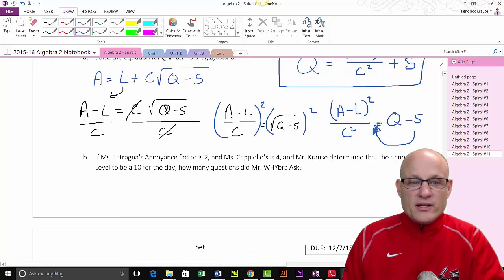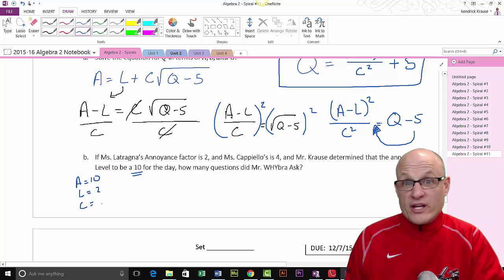All right. Part B says, Miss Latrogna's annoyance factor is 2 and Cappiello's is 4, and I want to know how many questions were asked. Oh, and the annoyance factor was a 10. So A was 10. Latrogna was a 2. Cappiello apparently was the worst day for her. That was a 4. We're going to type that stuff in.